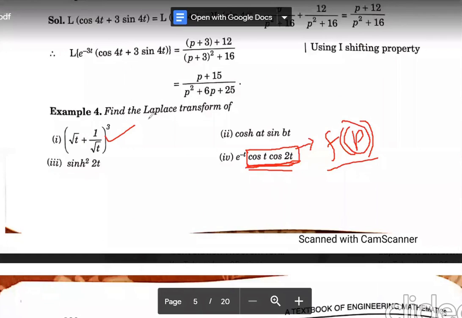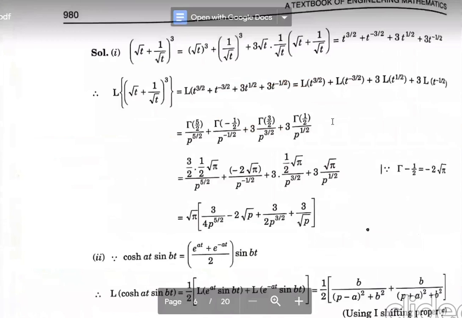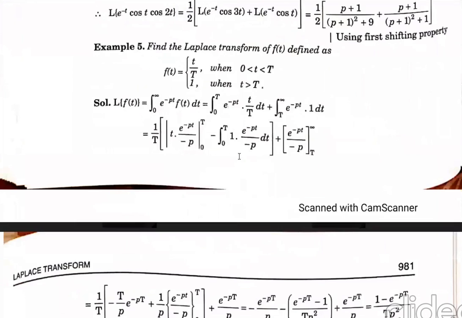So in that way you can find the Laplace transform of any function if that function can be put under the given formulas. If you can't put your given function under the formulas, you won't be able to find it. So ultimately, here it has already been done.